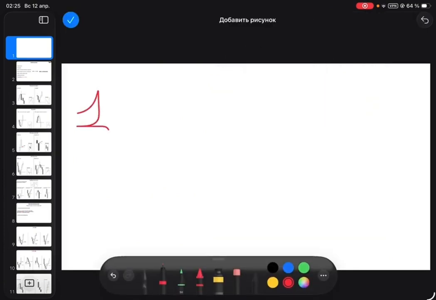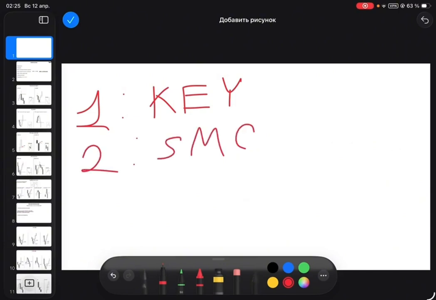Now our first topic is K level. There will be K levels, and our second topic is SMC, SMC and confirmation and entry.